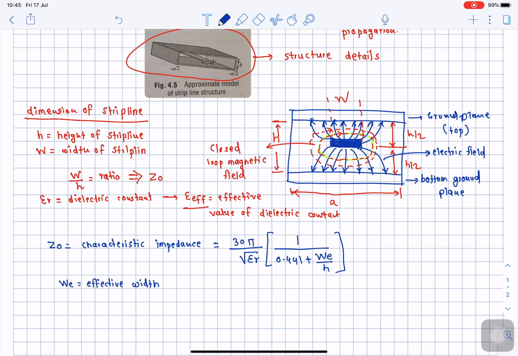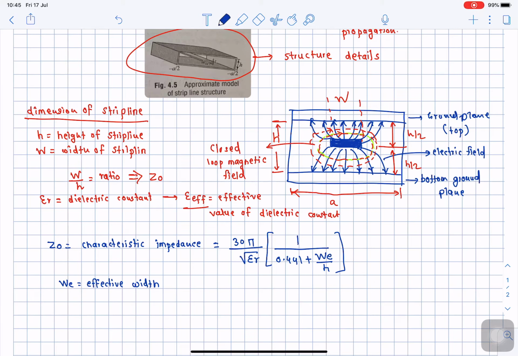So what will happen is, even if the physical size of the strip line is fixed, it will appear to be a little bit bigger in size, because this effect is taking place because of the fringing mechanism. That's why instead of taking the actual width of the strip line, we need to take into account the increased width of the strip line because of the fringing effect of the electric field during its operation.